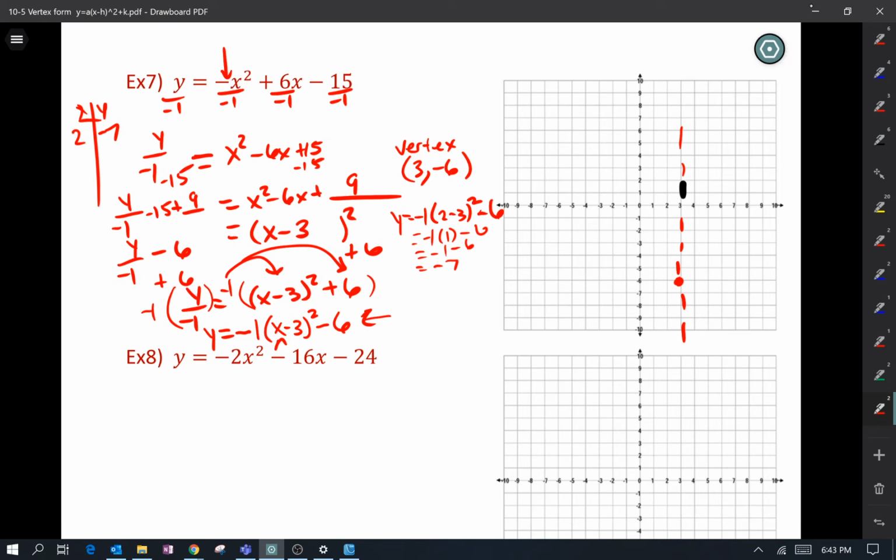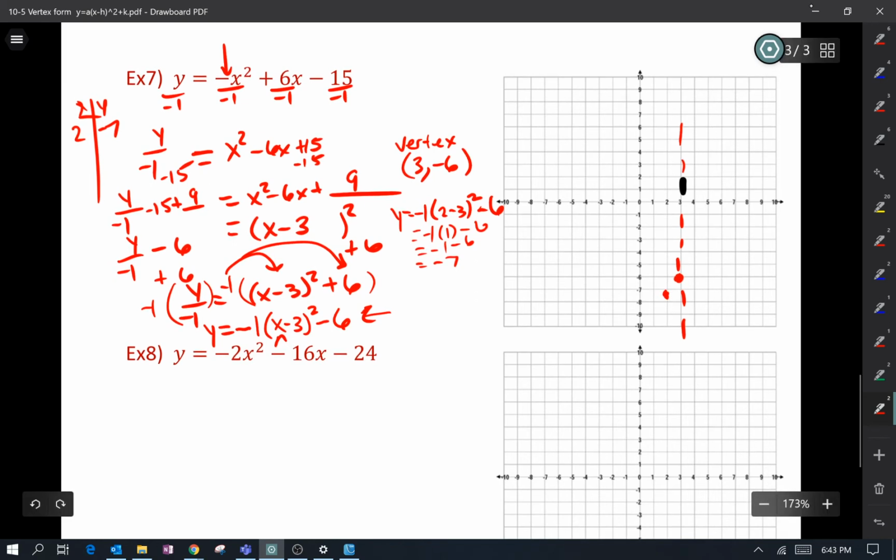So 2, -7. Now, why is it below the vertex? Oh, yeah, because the number in front of the x squared is negative, so it's going to point downwards. So I got another point, and that's pretty much enough to graph it. I think the next point will be off the graph, so it does something like this, right? Something like that.